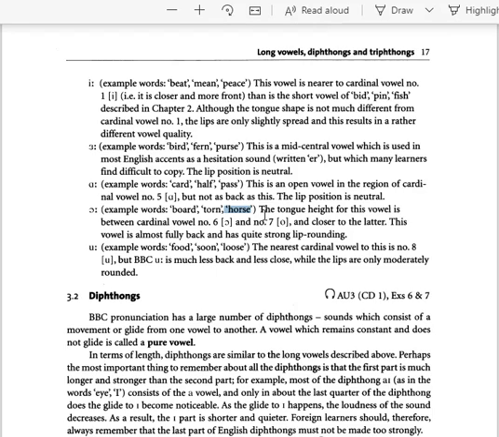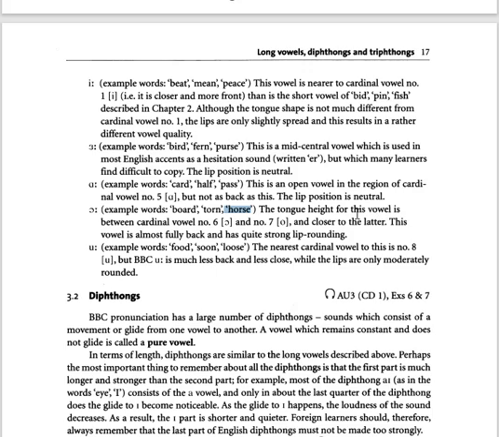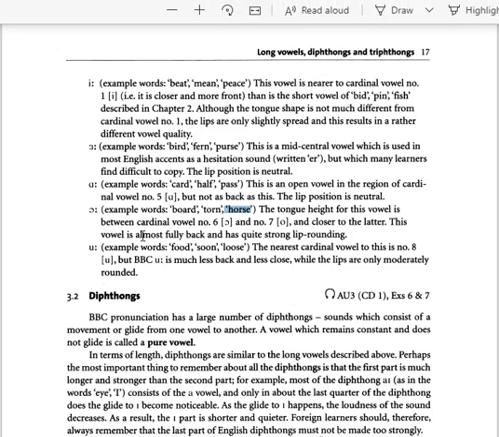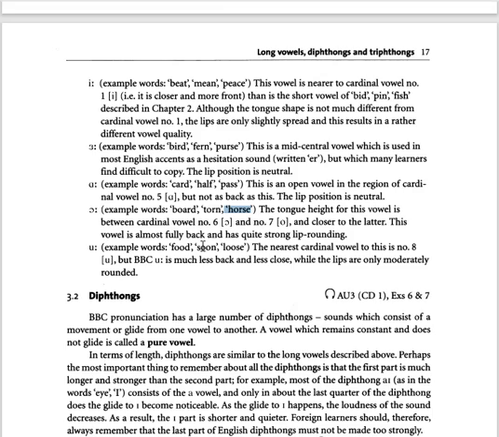The tongue height for this vowel is between cardinal vowel number 6, short O, and number 7, O, and closer to the latter. This vowel is almost fully back and has quite strong lip rounding. The long vowel O, example words: food, soon, lose.